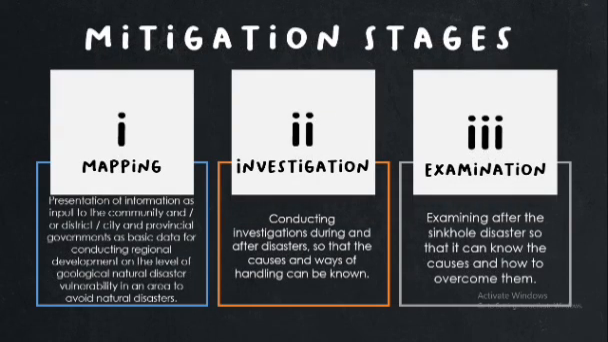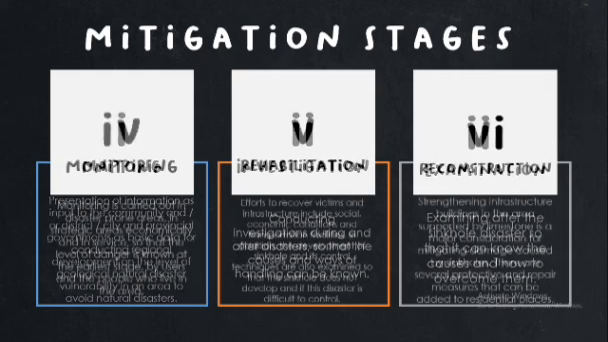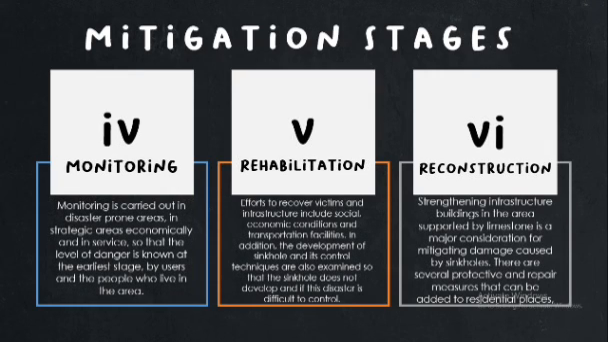Mitigation stage. First is mapping, presentation of information as input for the community and the district or city and provincial government as a basis for regional development at the level of geological natural disaster vulnerability in the area. Second is investigation, conducting investigation during and after a disaster. Third is examination, examination after the sinkhole disaster so that the causes and how to overcome them can be known. Fourth is monitoring. Fifth is rehabilitation and sixth is construction.